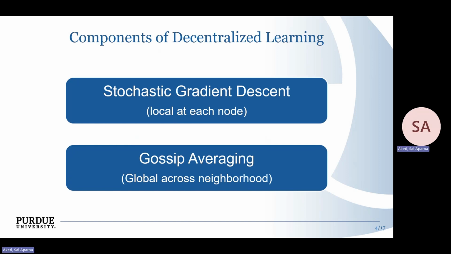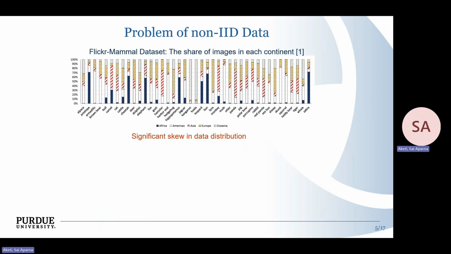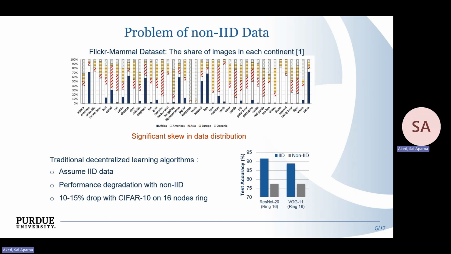Non-IID happens to be a major bottleneck for the practical realizations of decentralized learning. Traditional decentralized learning algorithms have performance degradation with non-IID data. This project aims to close the gap of performance between IID and non-IID datasets in such decentralized learning setups.